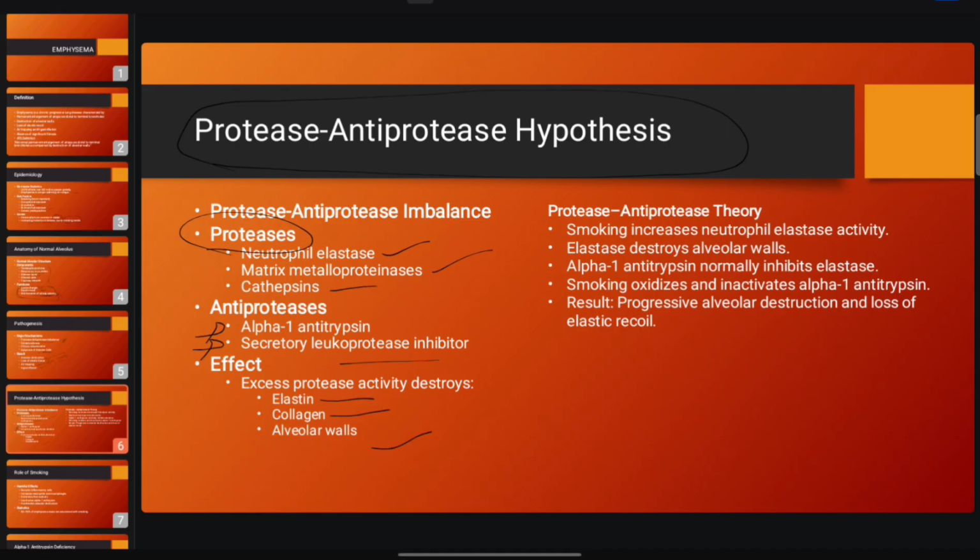And in short, this protease anti-protease theory says that smoking increases proteases, including the neutrophil elastase activity. This activity results in destruction of alveolar wall, and the alpha-1 antitrypsin normally inhibits these elastases. Smoking increases the neutrophil elastase activity, and smoking oxidizes and inactivates these alpha-1 antitrypsins, which results in progressive alveolar destruction and loss of elastic recoil, which is a major phenomenon in the pathogenesis of emphysema.